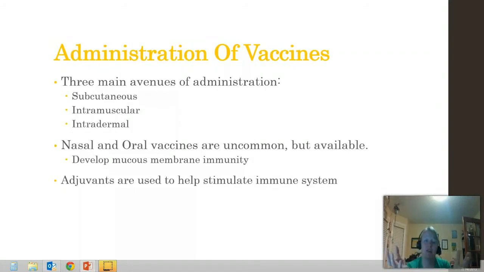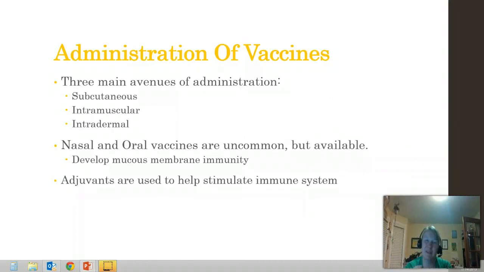So how do we administer vaccines? Well, there are three main ways that we give the shot vaccine, the typical vaccine that you're used to seeing. These are subcutaneous, intradermal, and intramuscular. Subcu and intradermal are both different layers of the skin, and intramuscular goes straight into the muscle. There's also some newer types of vaccines, such as nasal and oral vaccines. They're uncommon, but they are available. Some people get the mist flu vaccine sometimes.